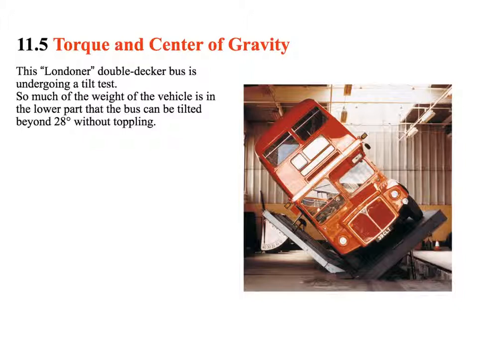This London double-decker bus is undergoing a tilt test. So much of the weight of the vehicle is in the lower part that the bus can be tilted beyond 28 degrees without toppling. Pretty funny, huh?